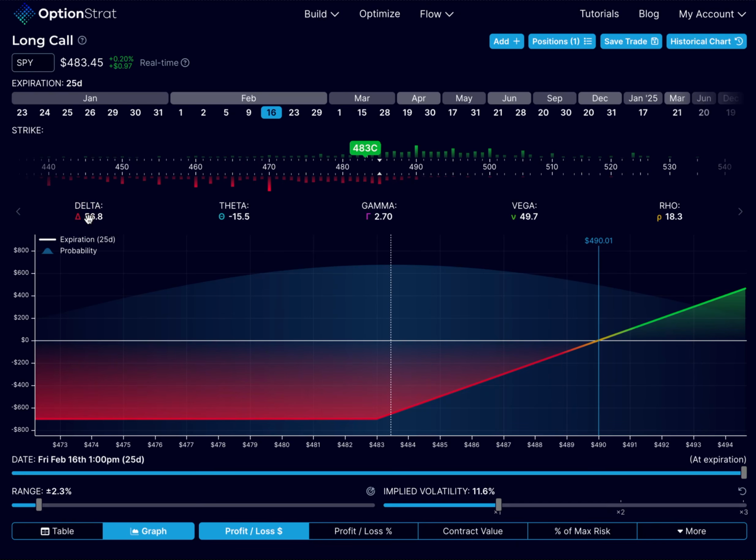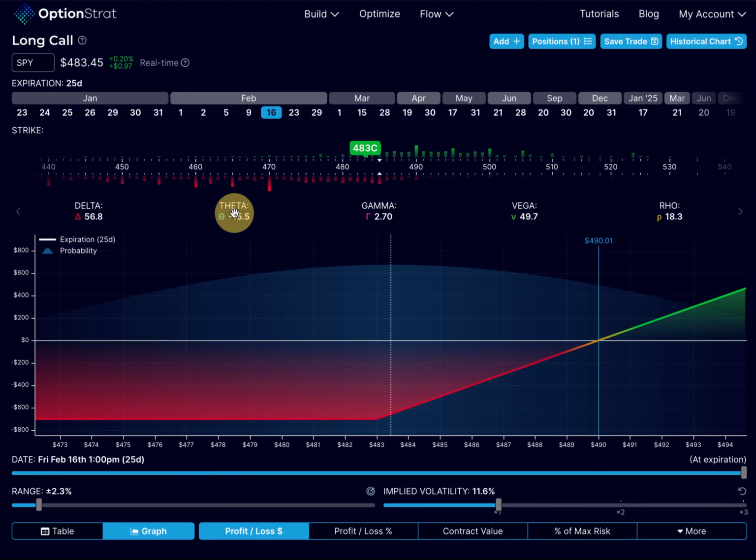Now, every options trader needs to get familiar with these terms. So delta basically is how the value of your position is going to change with 1 point of movement in the underlying. So if the SPY goes up 1 point, the profitability in your position should improve by approximately $56.